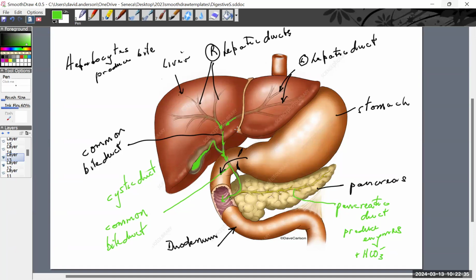So we're going to drain the products of most of the cells in the pancreas, the pancreatic secretions, into the small intestine. So we said when we talked about the duodenum, we mentioned that the duodenum receives chyme from the stomach and bile from the gallbladder and liver, and now pancreatic juices from the pancreas. So that's what we're describing in this picture.